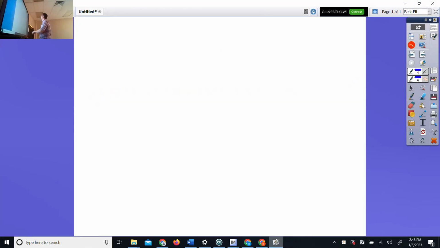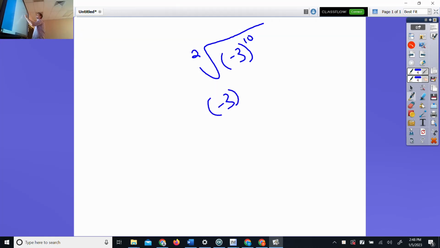So say somebody asked you, take the square root of -3 to the 10th power. Now you guys learned yesterday the deal is that we do power divided by root. That's -3 to the 5th. And -3 to the 5th ends up being -243. And here's why those bars are important.